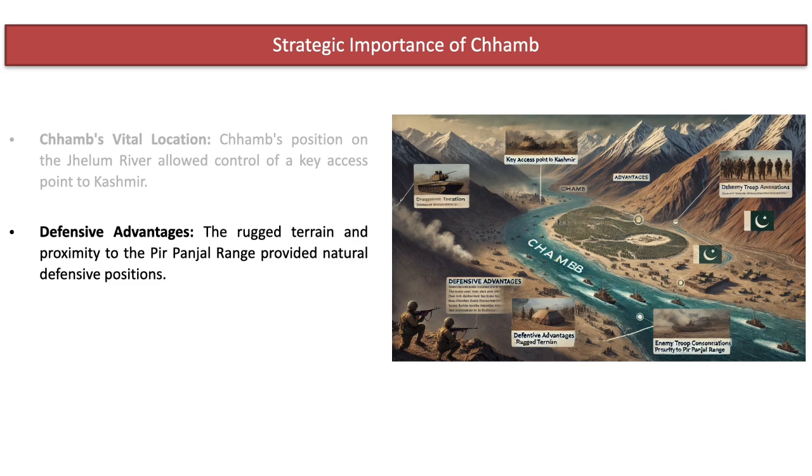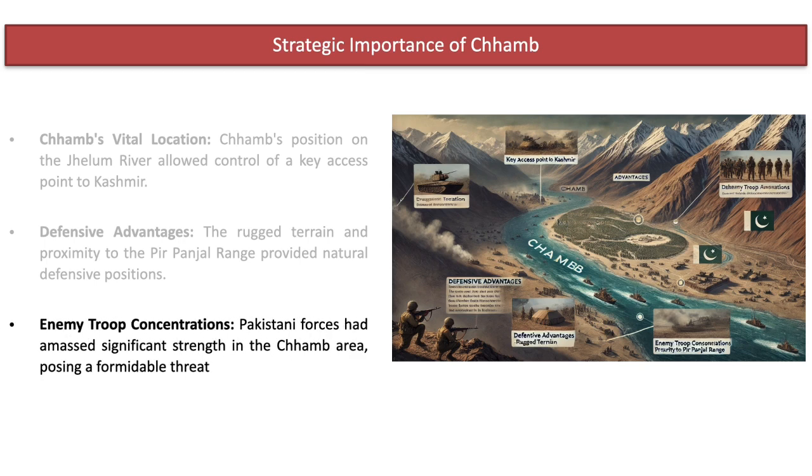despite facing intense pressure. So when we talk about Cham, we are not just talking about a location, we are talking about a natural stronghold. The rugged terrain and the proximity to the Pir Panjal Range gave Indian forces the crucial defensive advantage, making it a vital area to hold and defend. It is a perfect example of how geography can shape strategy and why certain locations were worth fighting for, no matter the cost. Let's delve into the enemy troops' concentration in Cham, and why this area became such a hotbed for intense military action during the 1947-48 conflict.